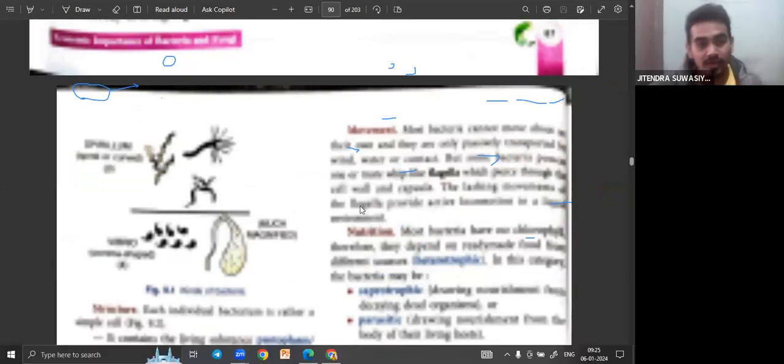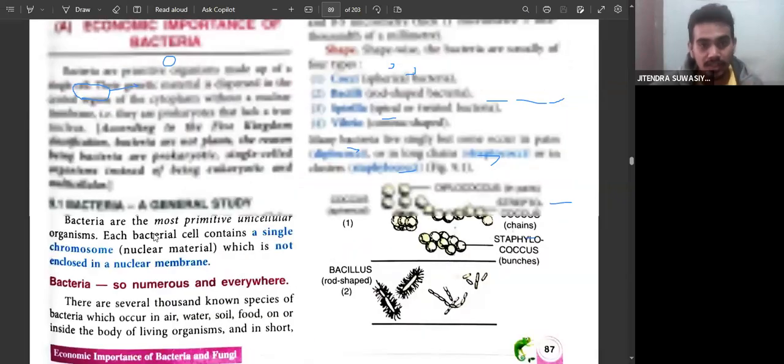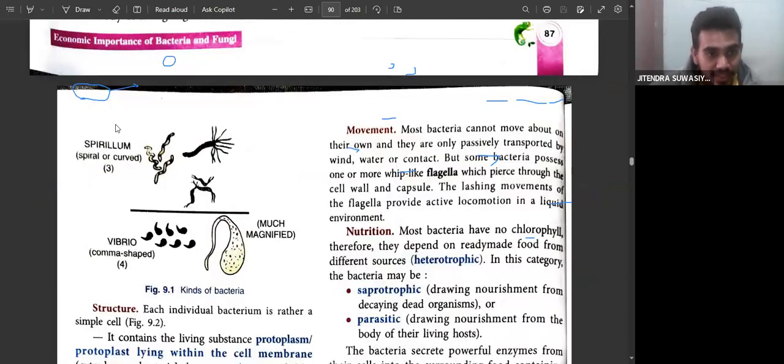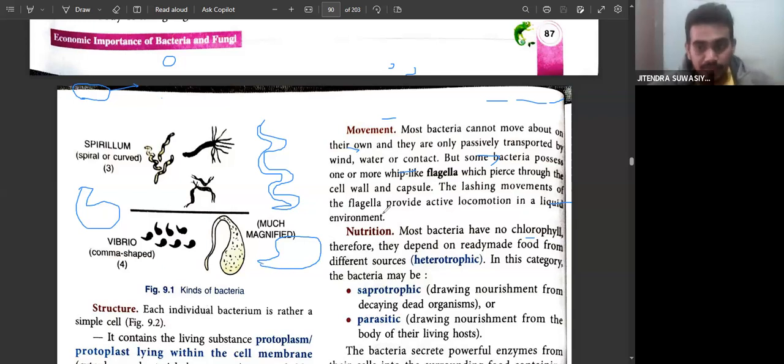Then we have spirula, that is twisted. So we can see that these are twisted in form, they are just twisted. So these are the spirula. Then we have vibrio. Vibrio looks comma shaped. This is how they used to look. So these are the comma shape. So these are the general shapes of the bacteria.